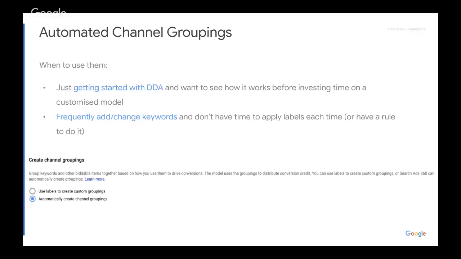So you essentially go through the steps that I went through in the previous slide, except for when you come to the channel grouping option, you select automatically create channel groupings, as you can see on screen there, and it will auto create the channel groupings for you.